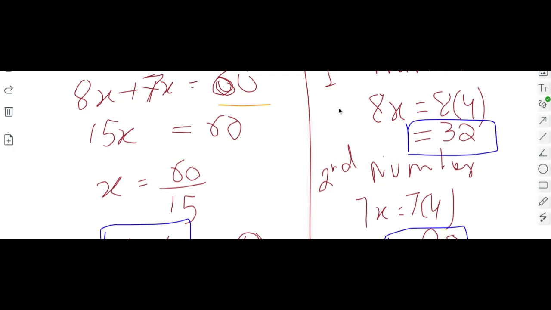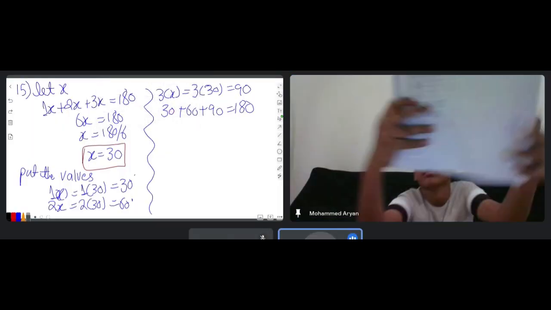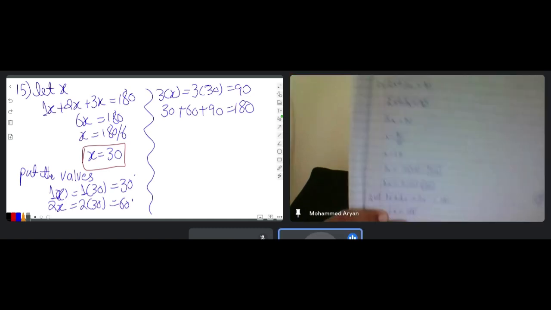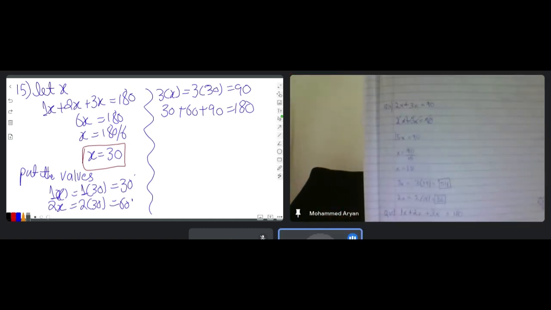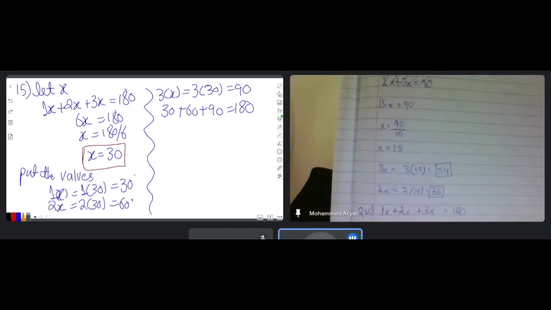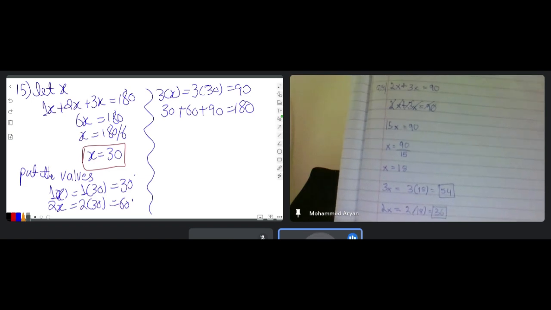And I think the 14th part was done by you, Aryan. Yeah. Okay, can you show it? 14 is the same, the sum of two angles is 90 degrees. So you wrote 2x plus 3x, that is 5x is equal to 90. X is equal to 90 by 5 and you get 18. And then you put the value. When you add 54 and 36, you get exactly 90.